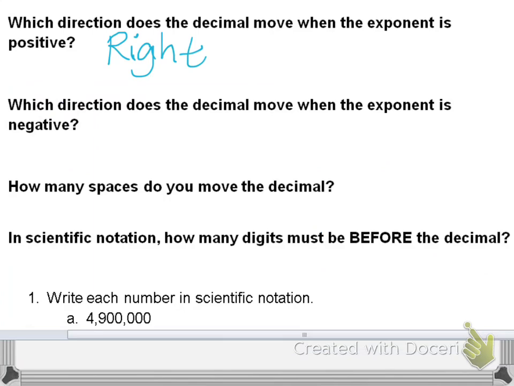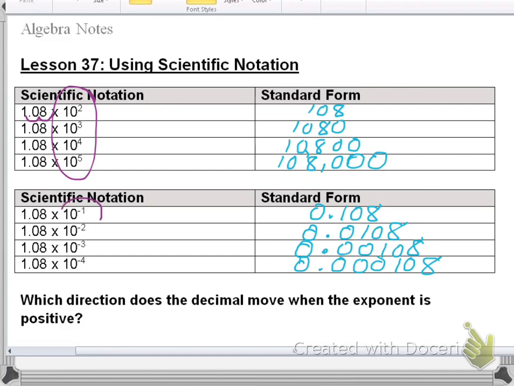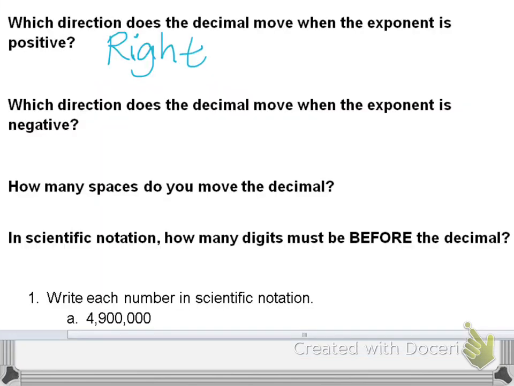The next question, which direction does the decimal move when the exponent is negative? We'd be looking at these. And for these, the decimal is moving to the left to make the number smaller.